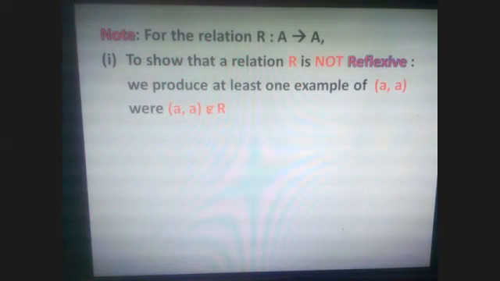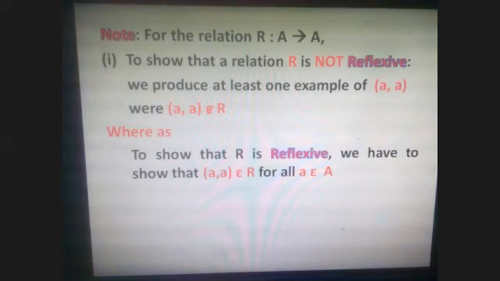Well, let us note that if you want to show a relation is reflexive, we have to show it is true for all a. But if you want to show it is not reflexive, we produce at least one example as a counter proof. If you want to disprove something, you only want an example, but proving cannot be done by example. So if you want to show R is not reflexive, we produce at least one example of (a, a) where (a, a) is not a member of R. Whereas if you want to show it is reflexive, we have to show that (a, a) is a member of R for all a.